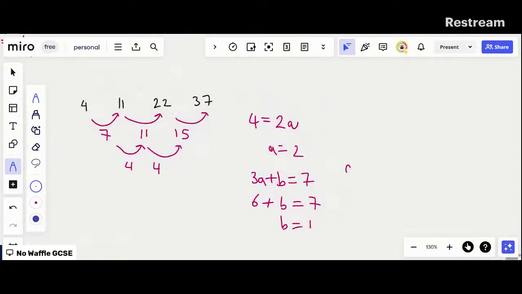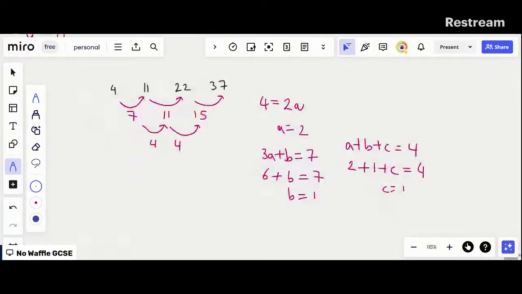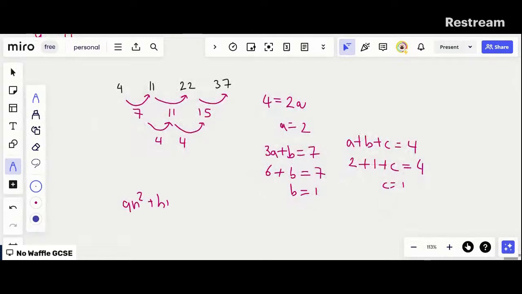And then the value of c: a plus b plus c equals the first term there, 4. A is 2, b is 1. So c must also be 1. So our quadratic an squared plus bn plus c should be 2n squared plus n plus 1. Well done, everybody who got that.